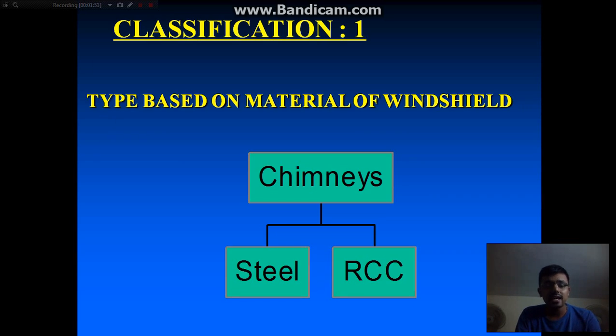So there are various classifications. The first type is based on the material of the windshield. Windshield is a particular structural element of the steel chimney. Based on that, the outer covering, if it is made up of steel, then it will be called a steel chimney. If it is made up of RCC, that is reinforced cement concrete, then it will be called an RCC chimney. So our focus will be on the steel chimneys.